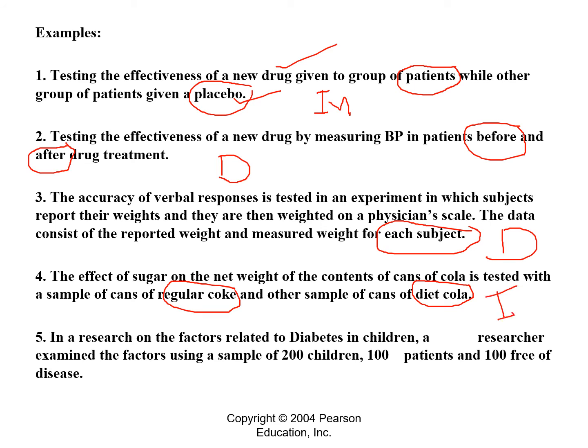The last one: in research on the factors related to diabetes in children, the researcher examined a sample of 200 children, 100 patients and 100 free of disease. The two groups are different, so we have independent samples.